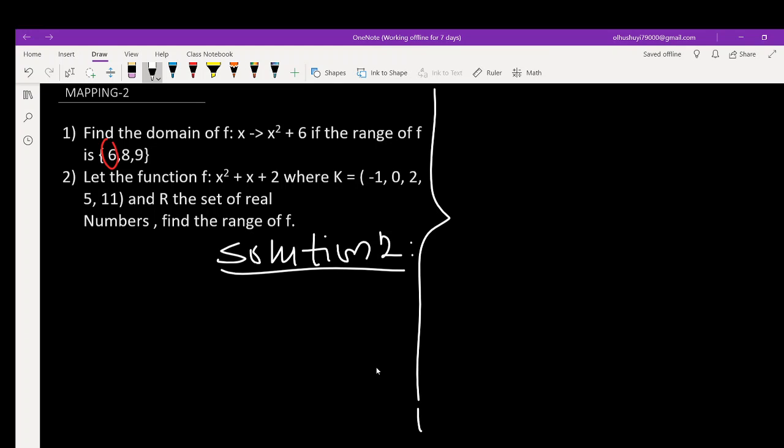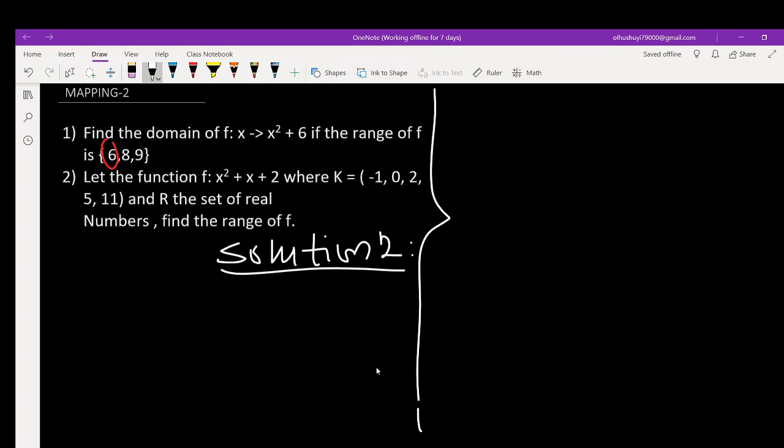How do you find the range? The range means you are looking for the f of each of those set of values of k. The function of each of them will produce the range. Unlike the first one we did, which was the domain, where we had to equate our function to the range to get the values of our domain. Do you get the difference? So here now, what we do is simply find the function of each of the values of k.